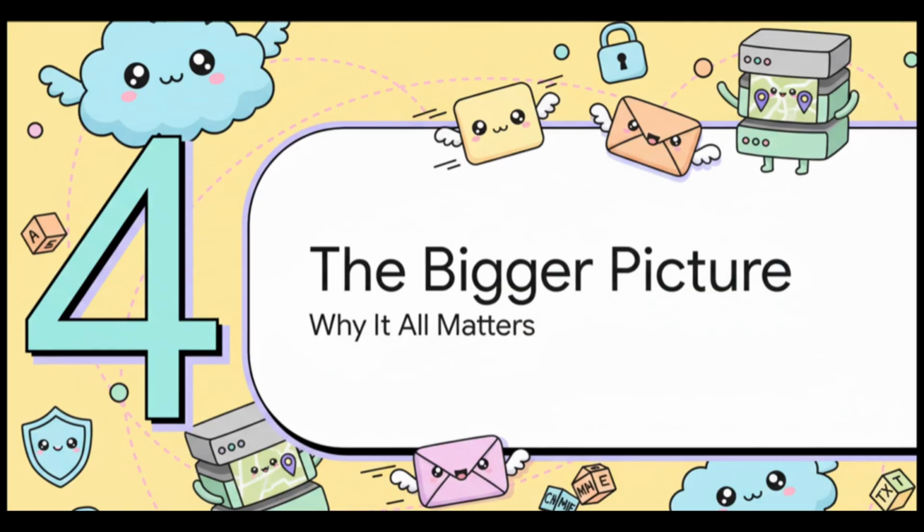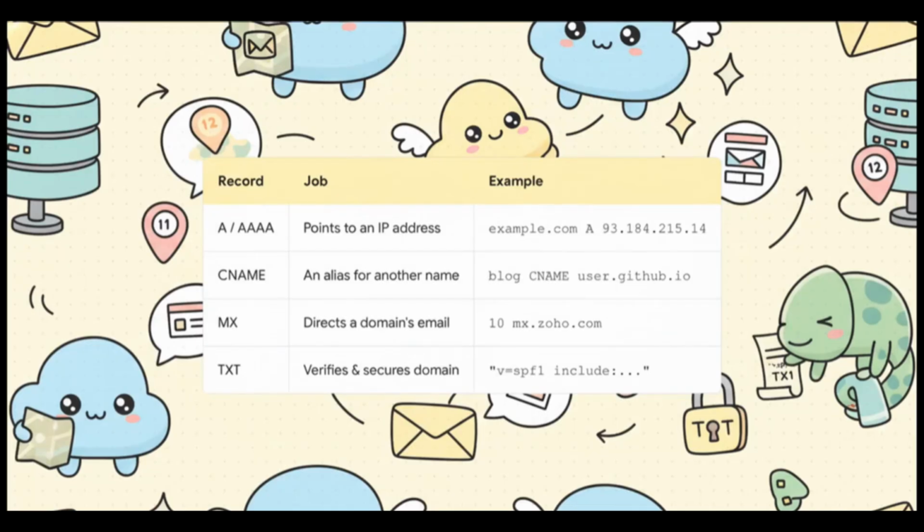So we've looked at the individual pieces, right? The A records, the CNAMEs, the whole shebang. Now let's just zoom out for a second and look at the bigger picture. Why getting this stuff right is so critical. And this little cheat sheet here ties it all together beautifully. A and AAAA records are your direct address, CNAME is your flexible nickname, MX handles your mail delivery, and TXT is your security guard and verifier. Each one has a very specific and very important job to do.